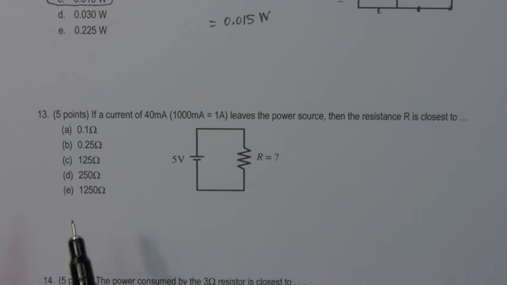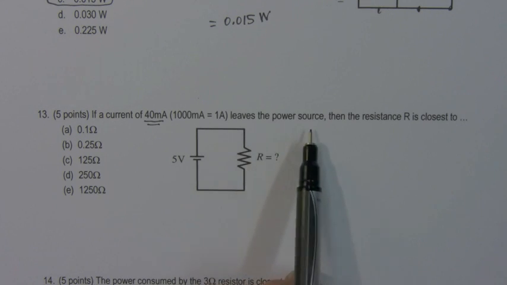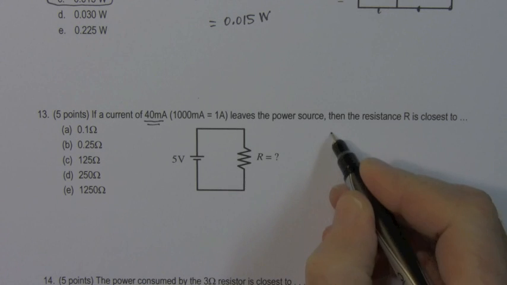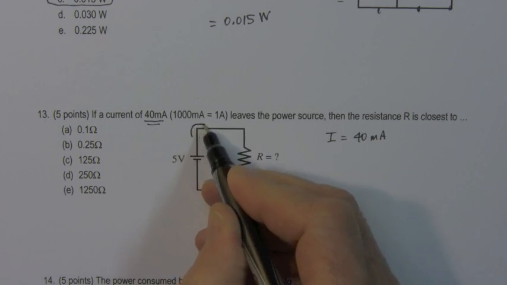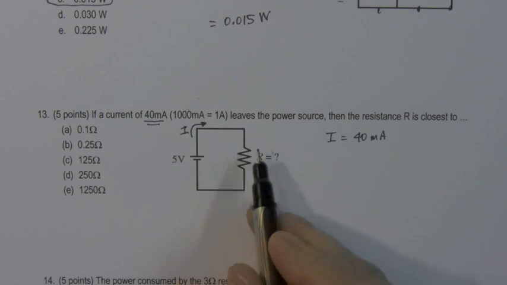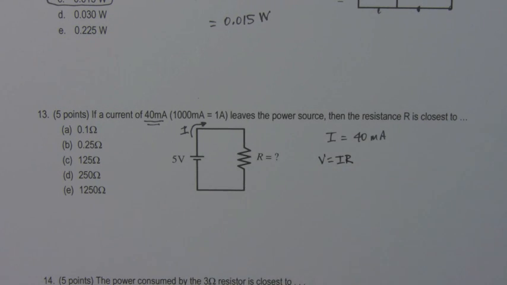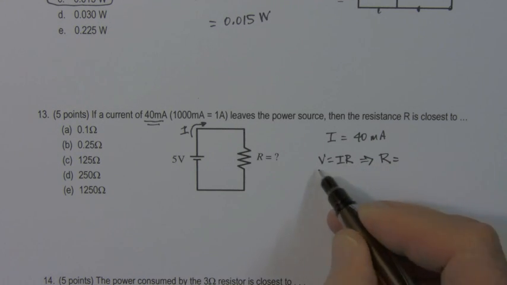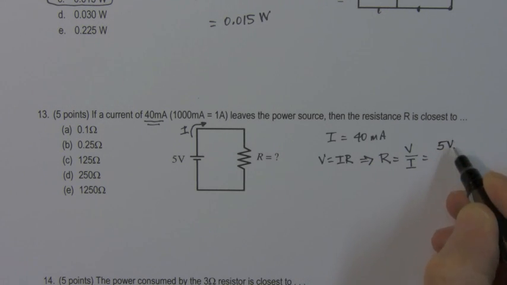Number 13. If a current of 40 milliamps leaves the power source, then the resistance R is closest to. So we know I equals 40 milliamps, and this is the current that leaves the power source. Then the resistance: well, we know the voltage across this resistor, we know the current through it. We have V equals IR, Ohm's law. We solve for R because that's the only unknown here. So divide through by I, V over I, and it's equal to 5 volts.